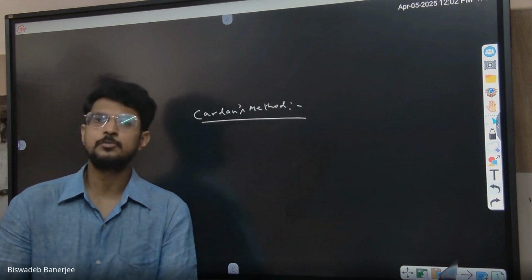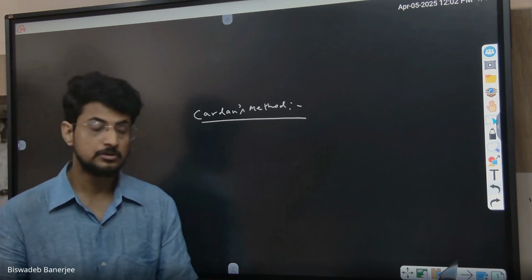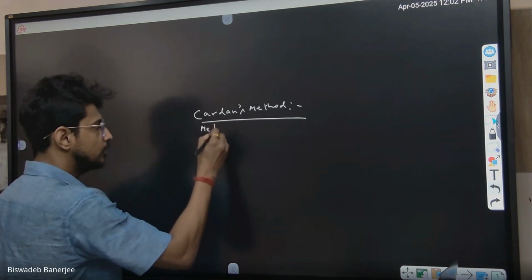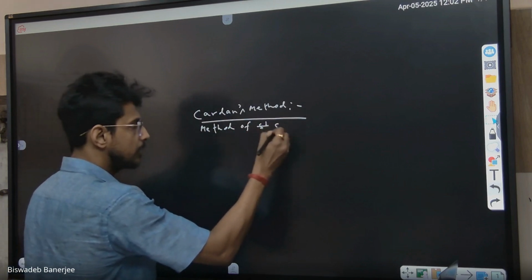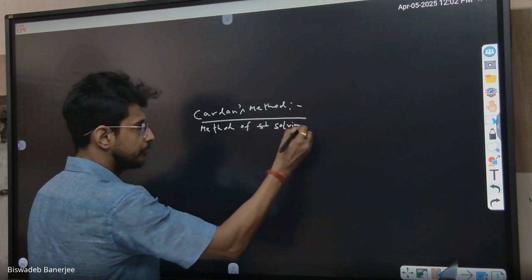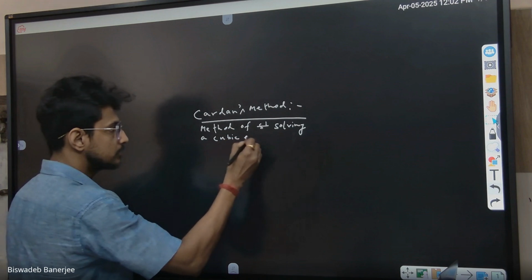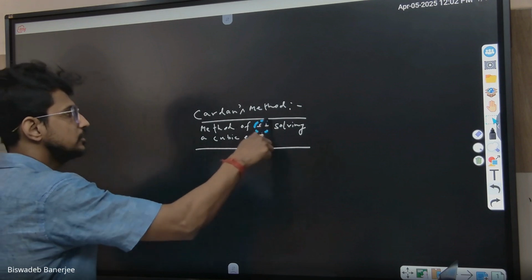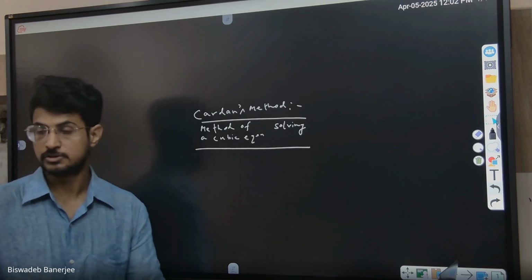So Cardan's method basically what? Cardan's method is solving a cubic equation. Cardan's method is a method of solving a cubic equation. Method of solving a cubic equation, that is called Cardan's method. How can we solve a cubic equation?